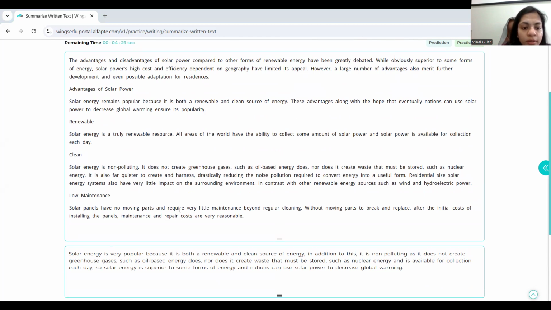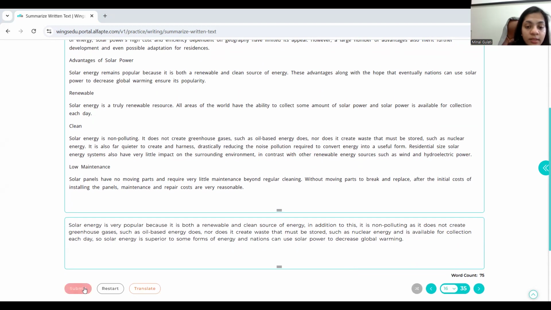So, is very popular because it is both a renewable and clean source of energy. In addition to this, it is non-polluting, as it does not create greenhouse gases such as oil-based energy does, nor does it create waste that must be stored such as nuclear energy, and is available for collection each day. So solar energy is superior to some forms of energy, and nations can use solar power to decrease global warming. That's it. Then you submit it.